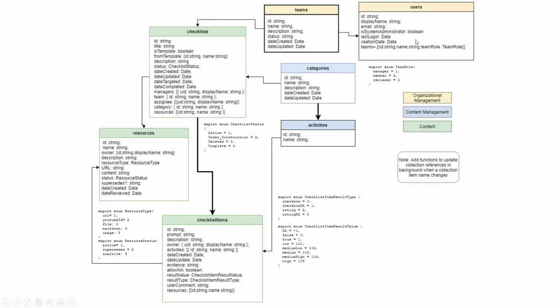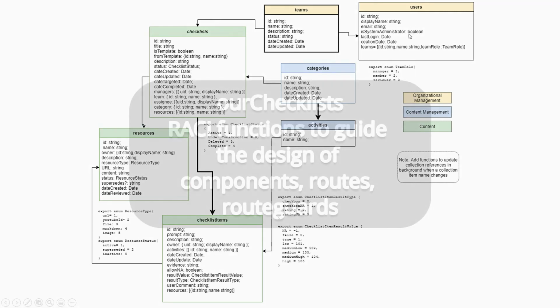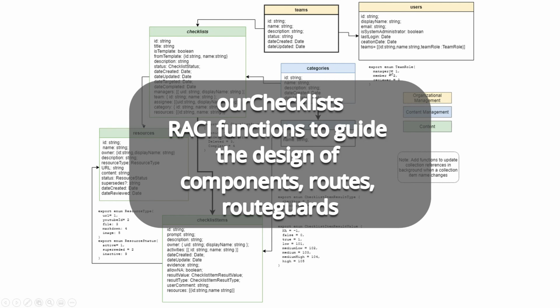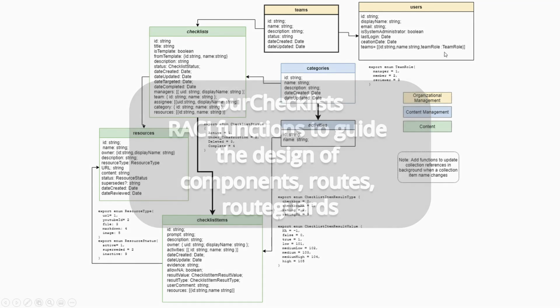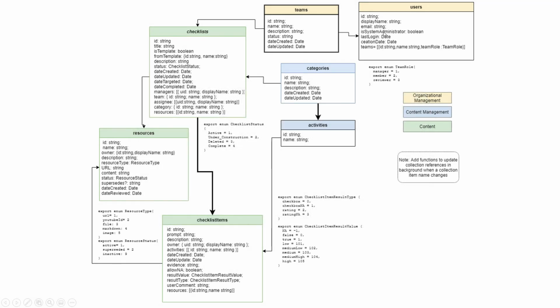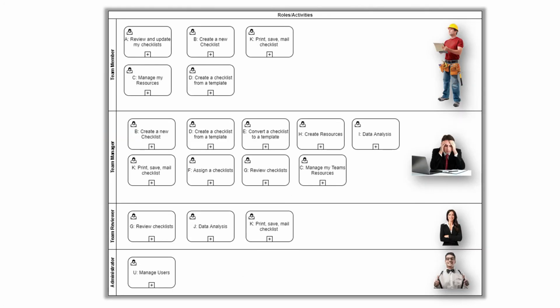We also see under the user collection that users can be assigned a role, either a team role or whether they're a system administrator. The team roles can be manager, member, or reviewer. So let's have a look at how that aligns with functionality. This is kind of a graphical RACI. It doesn't go as deep as a RACI, but gives you an idea of what can be done by the different roles.